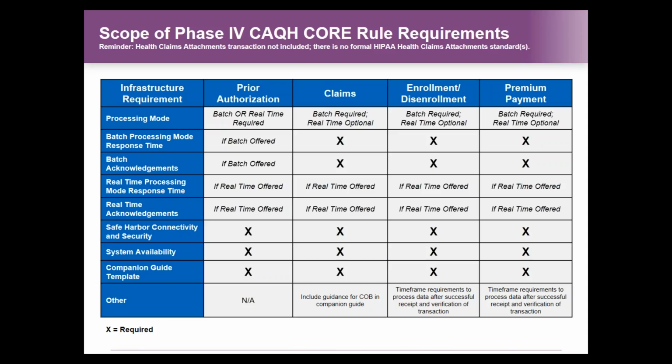Now, many of these infrastructure requirements are identical to the previous phase infrastructure rules that we have in Phase 1, 2, and 3 for the eligibility, claim status, and the 835, the ERA transaction. So these align almost exactly with those exact same infrastructure requirements. For example, your processing mode, batch or real time, acknowledgments are required for the transactions if you offer them in batch or real time, as well as the safe harbor connectivity and security, system availability, companion guide. There are some specific requirements for some of these transactions, as you can see denoted in the table, but it's specifically for that particular transaction and how best to conduct the transaction.